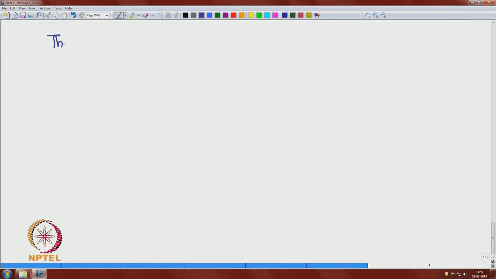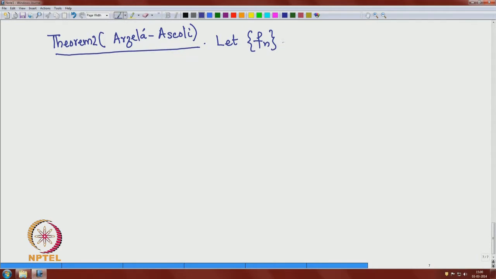So, the theorem known as Arzela-Ascoli theorem, theorem number 2, states that let fn be a sequence of functions in the set of all continuous functions defined on the interval ab. So, let fn be a sequence of functions in the space C[a,b]. C[a,b] is the space of all continuous functions defined on [a,b].